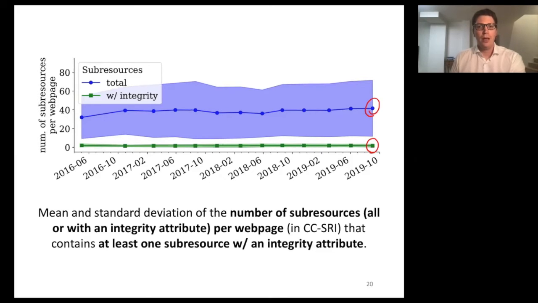So over time, this difference remains approximately the same, meaning that we don't observe a change in the way sub-resources with integrity are included in web pages. For instance, if the integrity attribute was added automatically by a web framework or a build tool, all the sub-resources would have an integrity attribute. And this is not the case here. So SRI is not used systematically. And in general, web developers are probably copy-pasting code snippets for popular libraries in their web pages.